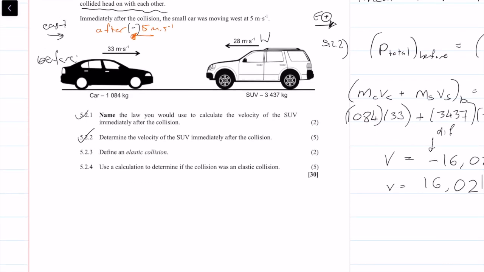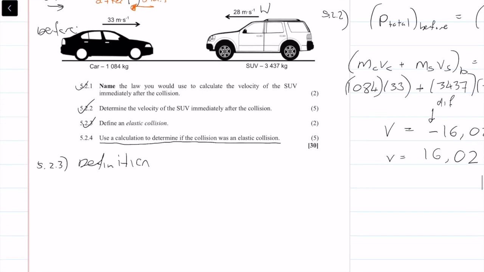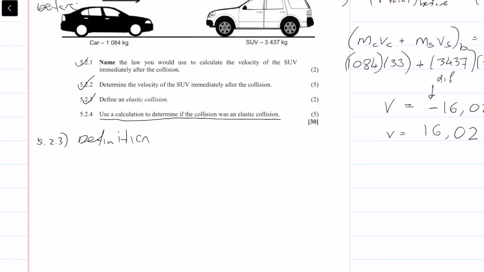Okay, and we have once again another definition, 5.2.3, define elastic collision. Okay, so the definition of elastic collision is a collision in which both momentum and kinetic energy are conserved. Both momentum and kinetic energy must be conserved. The most important part is that kinetic energy part. Okay, so we get 2 marks for the definition. Then, use a calculation to determine if the collision was elastic. Okay, so we know that momentum is always conserved. So the question is, is the kinetic energy conserved?